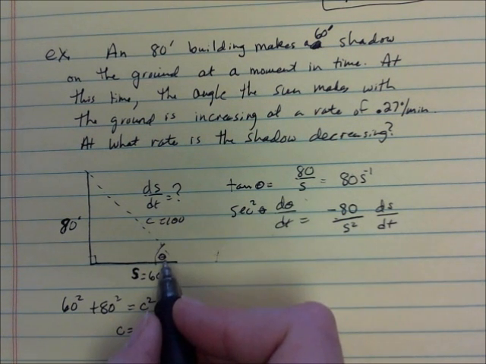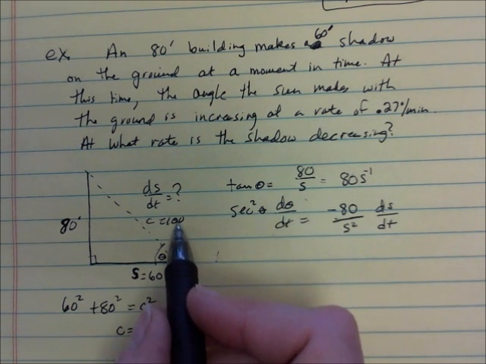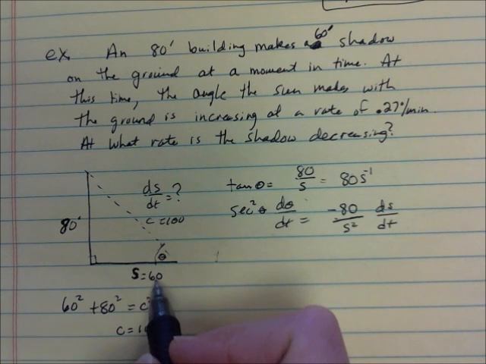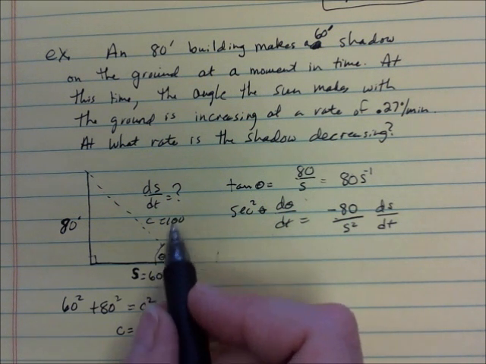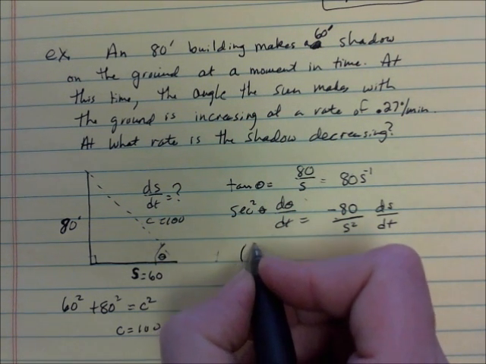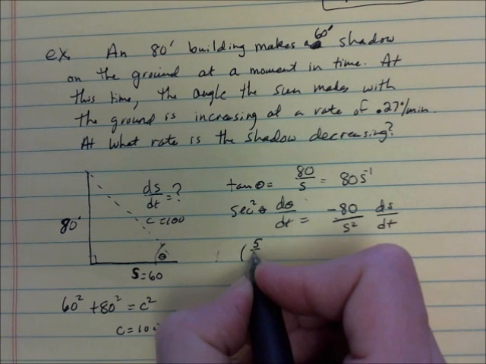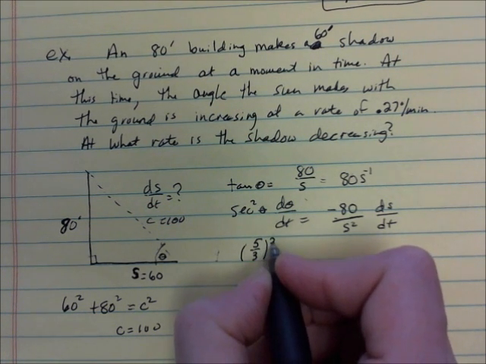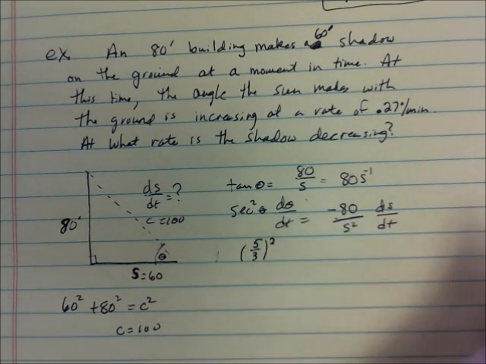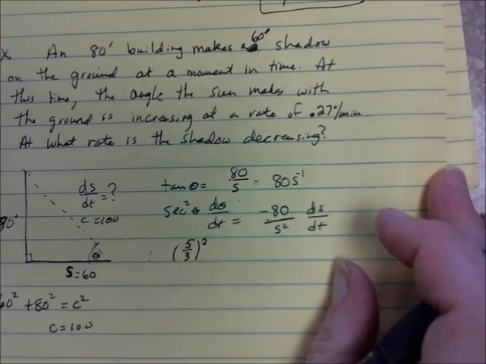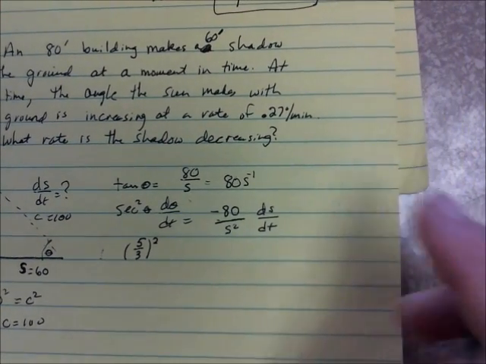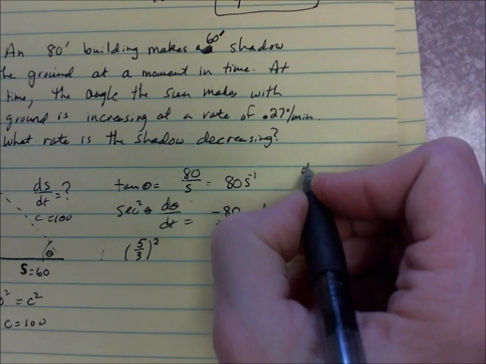So the secant of this angle is hypotenuse over adjacent, and we're going to square that. Well, 100 over 60 turns into 10 over 6, turns into 5 over 3. So the secant of theta is 5/3. We're going to square that. Now dθ/dt was given to us in degrees, so we're going to have to take that off to the side and figure that out in radians.